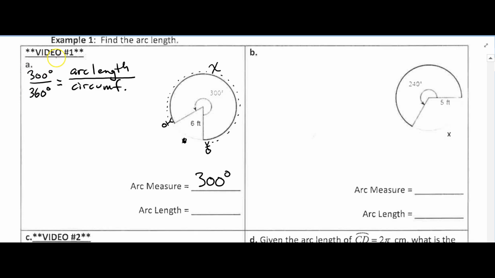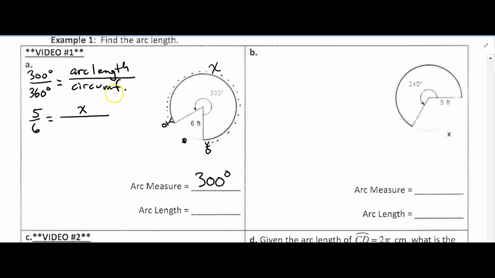Feel free to use your calculator if you're not sure how to reduce. Make sure you ask your teacher. So 300 over 360 is 5/6. And you don't necessarily have to reduce it. It just makes the number smaller. And we're going to let the arc length be x because that's what we're solving for.